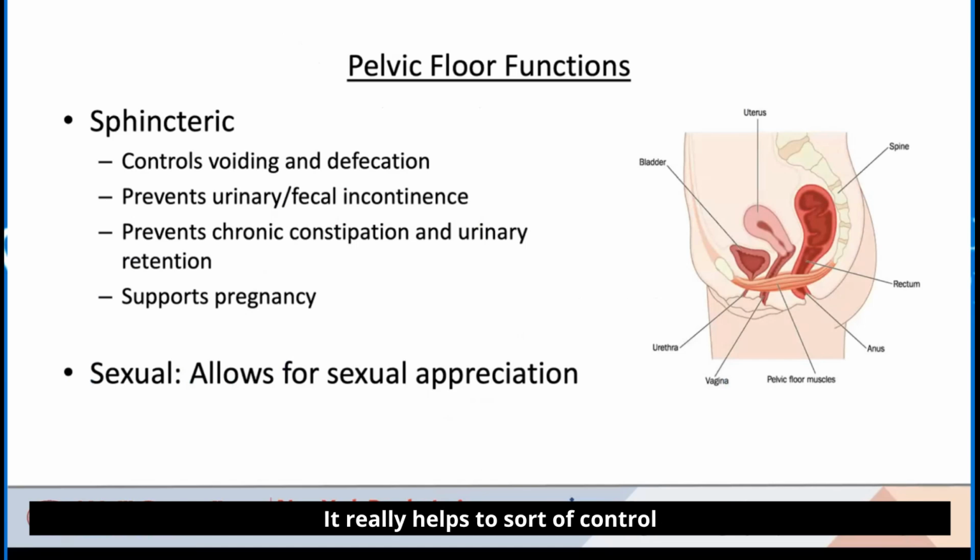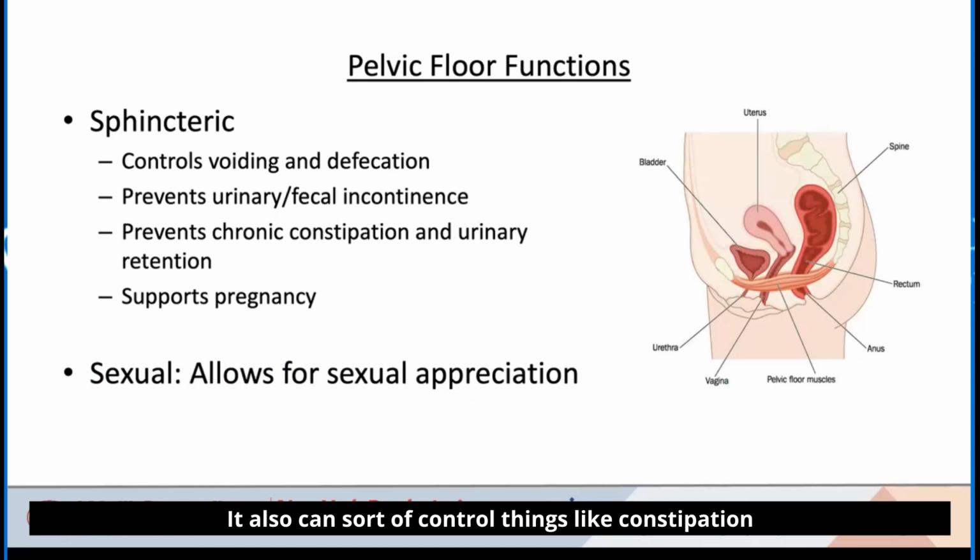It really helps to control and support all of those important lower abdominal and pelvic structures, including your bladder, for females the uterus, and the rectum as well. Those muscles help to control our ability to void and defecate. Obviously, it helps to support continence, both bladder and fecal incontinence.